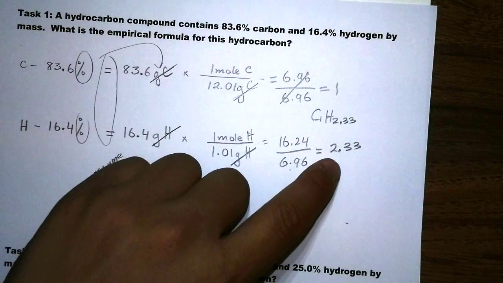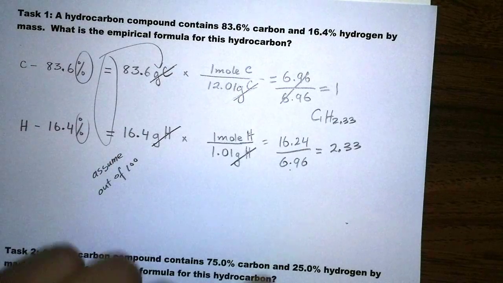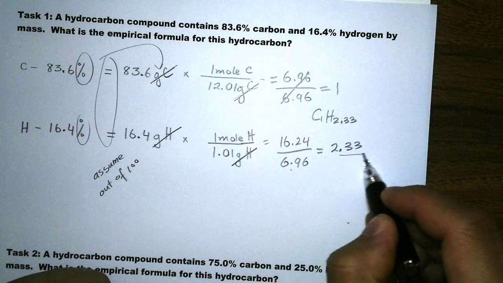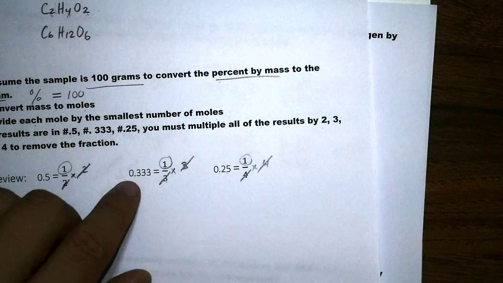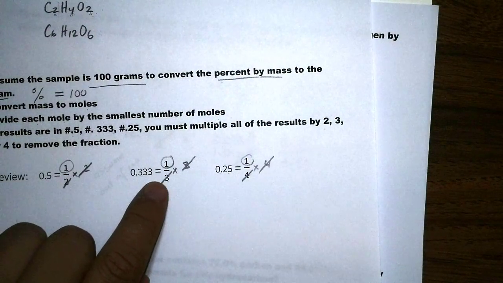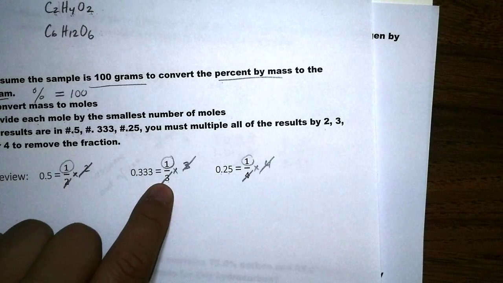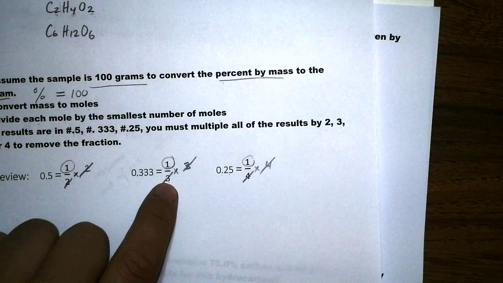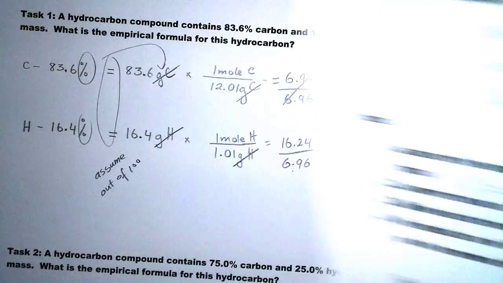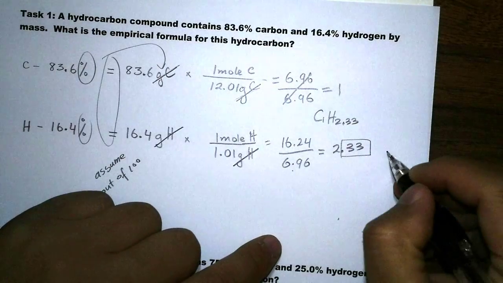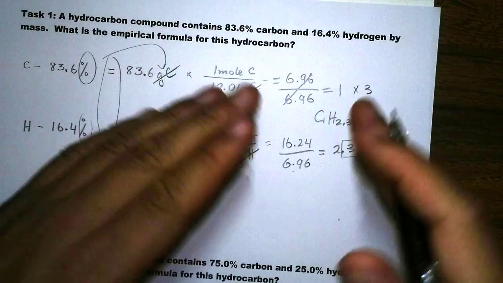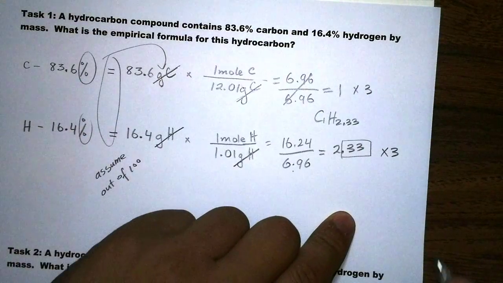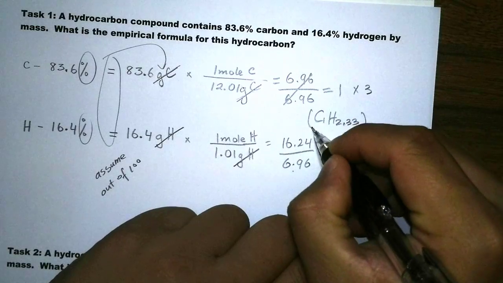This is not a whole number. 2.33 is not a whole number. So what we need to do is to get rid of this decimal somehow. And going back to our shortcut, when we have a decimal 0.33, that is equal to 1/3. And to cancel out the 1/3, we multiply by 3. So what we have to do is multiply this by 3 and this by 3. The whole entire ratio by 3.